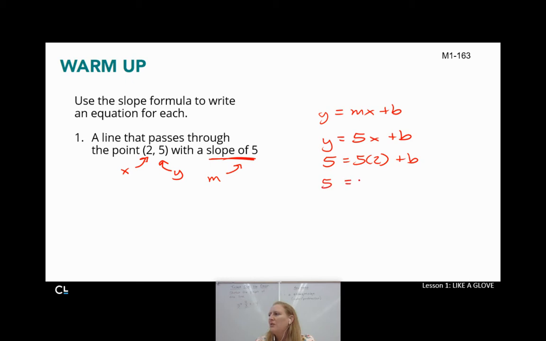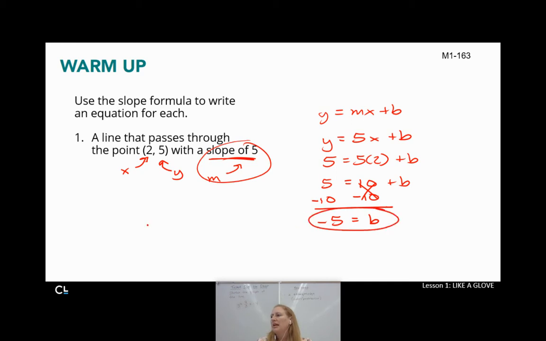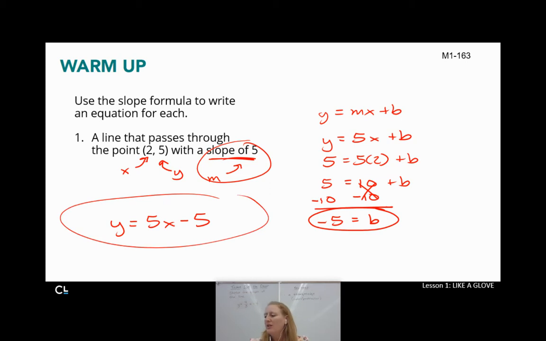5 times 2 is, of course, 10. If I want to get my b all alone, I do need to subtract 10 from both sides. 5 minus 10 is, of course, negative 5. And, oh, great, I found b. I found my y-intercept. So it looks like my slope is 5. My y-intercept is negative 5. So y equals 5x minus 5. Yay! And we found our equation. Good job, us.